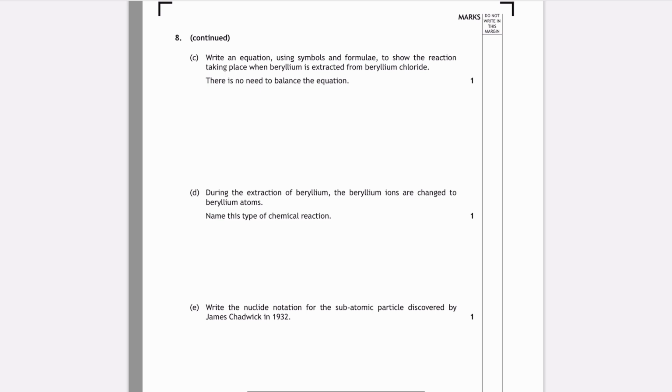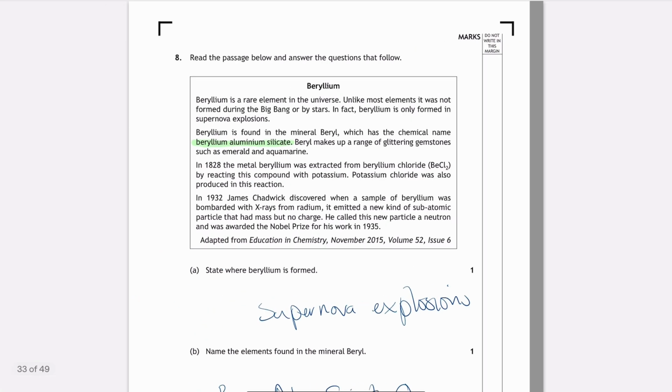So then, question C, write an equation using symbols and formulae to show the reaction taking place when beryllium is extracted from beryllium chloride. So there should again be information in the passage about that. So if we look here, it mentions beryllium being extracted from beryllium chloride, and it says it's by reacting the compound with potassium, and then potassium chloride was also produced.